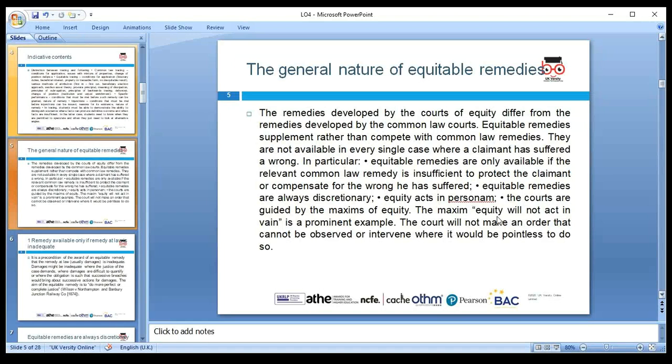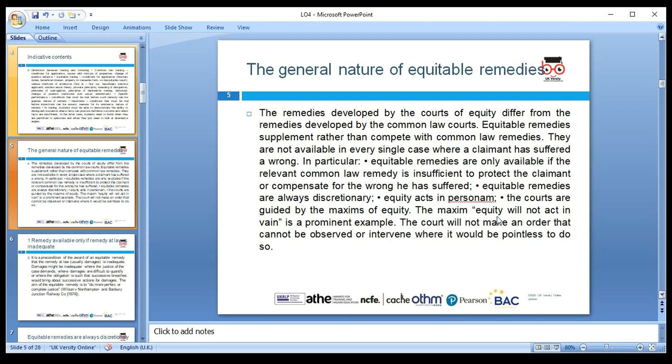The remedies of equity differ from the remedies dealt by the common law courts. We learned about common law courts. Common law means case law. Equitable remedies are a supplement rather than competing with common law remedies. We're not looking at what common law remedies are. They can be a supplement. They are not available in every single case, where a claimant has suffered a wrong because a wrong decision was made.